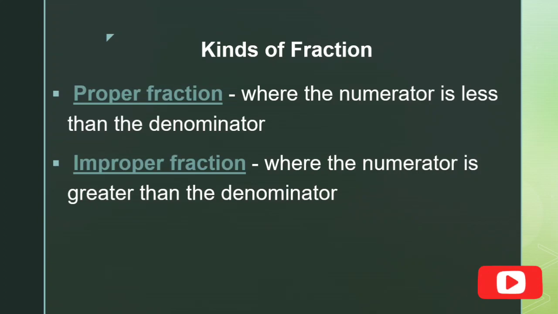Now, paano naman yung improper fraction? Improper. Okay? This time around, kabaliktaran naman siya ng proper fraction. How is it? Yung numerator is greater than the denominator. Baliktad. So, for example, 5/3. So, numerator is 5 and 3 is your denominator. So, mapapansin doon, mas malaking number yung numerator kaysa kay denominator. Okay? So, that is what you call improper fraction.